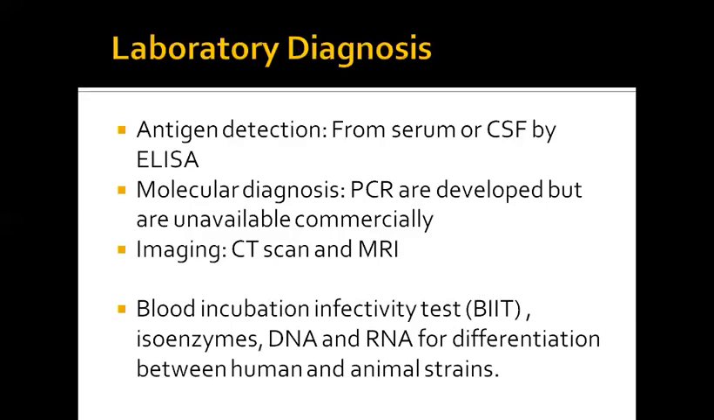Then we can also have different assays for the differentiation between the human strains and the animal strains of the parasite. So we can have tests like the blood incubation infectivity test. The isoenzymes can be detected. The DNA and the RNA patterns can be analyzed for the differentiation of human and animal strains.